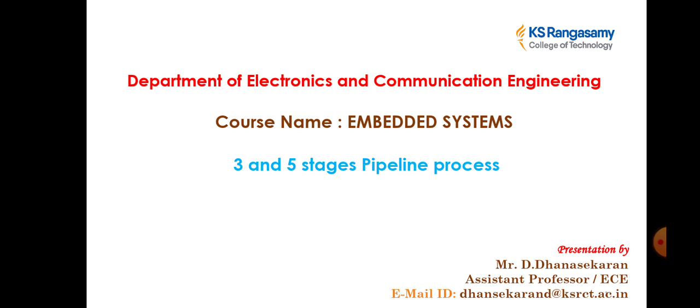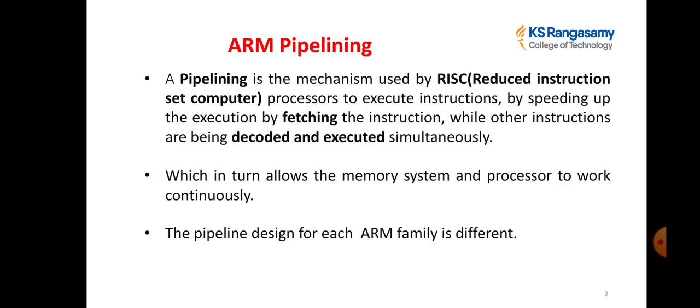Today we're going to see about the 3 and 5 stage pipelining process in the course Embedded Systems. Before we see the 3 stage and 5 stage pipelining process, we should know what pipelining is. Pipelining comes under the Advanced RISC Machine, where RISC is Reduced Instruction Set Computer. Here our aim is to speed up the process. So how are we going to speed up the process? We're going to fetch, decode and execute the process simultaneously.